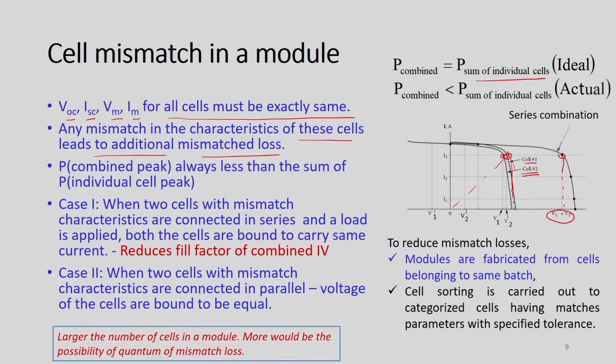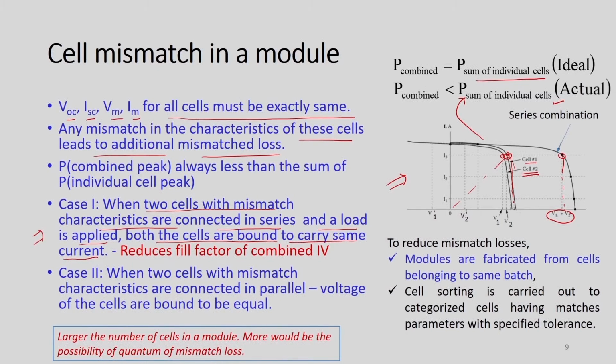So, if we compare two different cells with mismatched characteristics and combine them, then what happens? We will have this situation: P combined is less than the sum of the power of the individual cells, right. This is what I am talking about for case 1. When two cells with mismatched characteristics are connected in series and a load is applied, both the cells are bound to carry the same current.